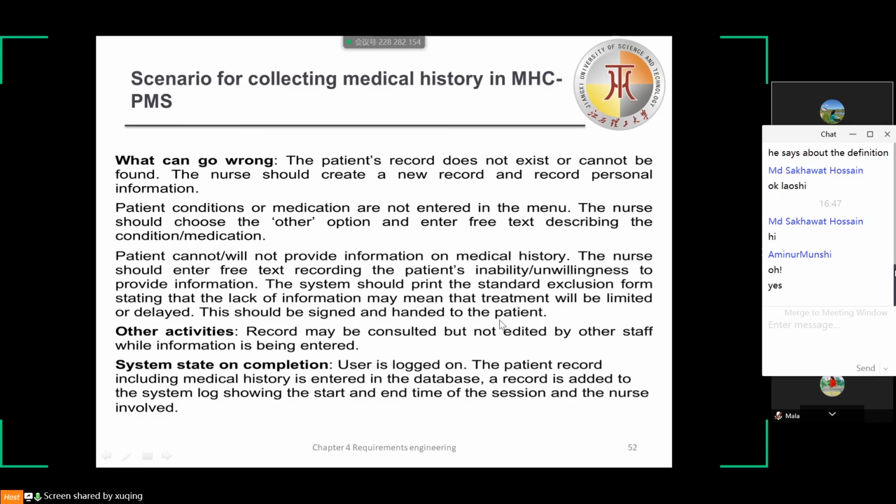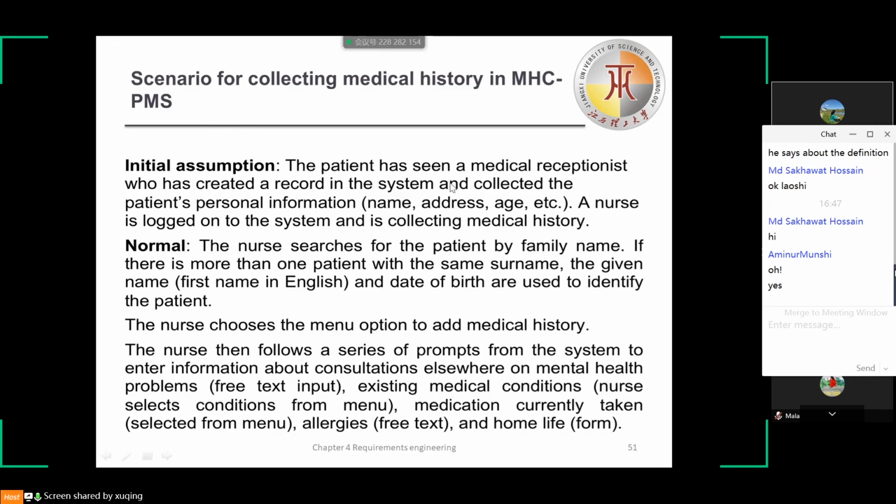You see here, we describe precisely when a new patient attends our clinic. A new record is created by a medical receptionist and personal information is added to it. A nurse then interviews the patient and collects his medical history. In this way, the patient can have an initial consultation with a doctor who makes a diagnosis and, if appropriate, will be recommended a course of treatment.